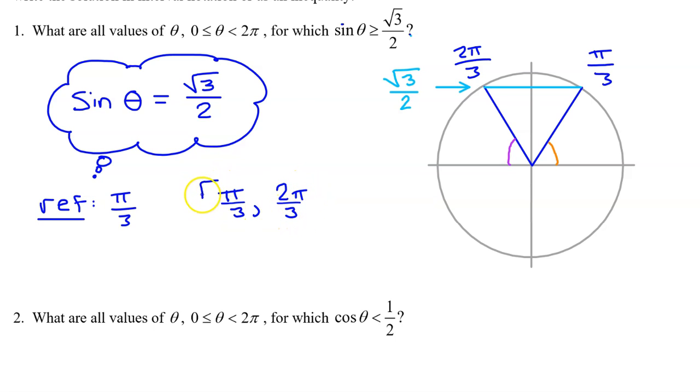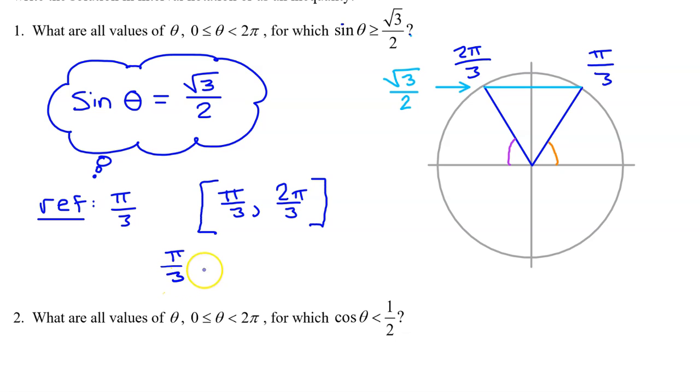We will use brackets to indicate that these endpoints are themselves solutions and should be included. That's because we wanted where the y values are greater than or equal to radical 3 over 2. And right at pi over 3 and 2 pi over 3, this is where the vertical displacement is exactly equal to radical 3 over 2. This is interval notation. You can also write your answer as an inequality like this.